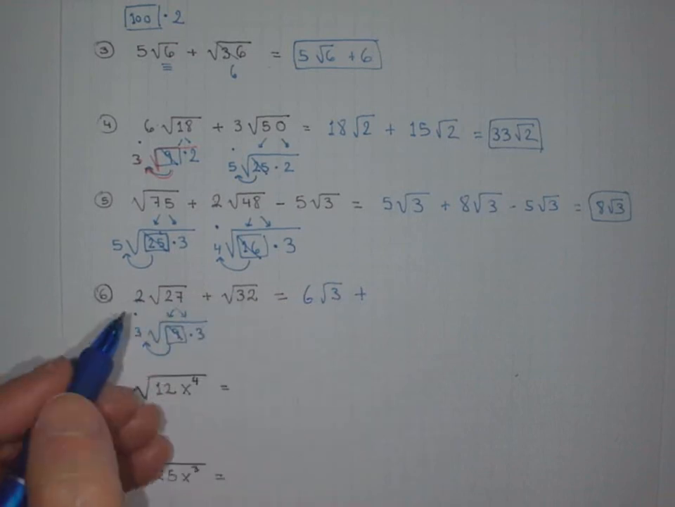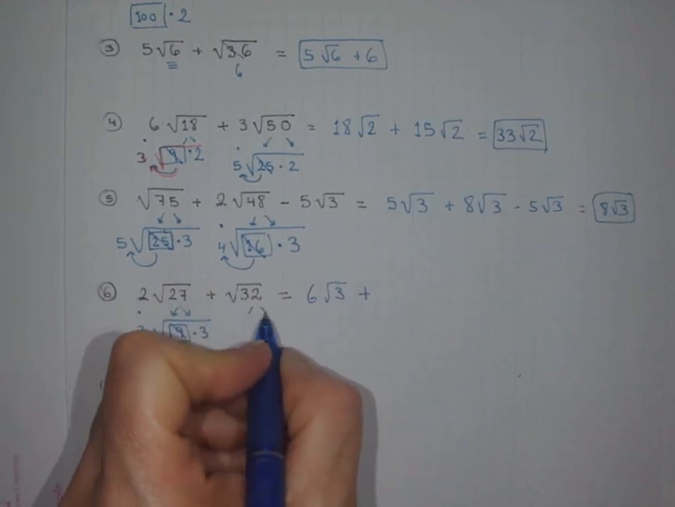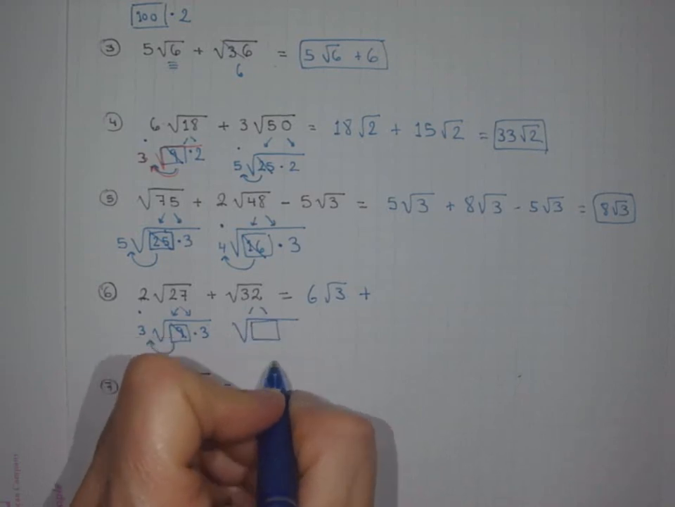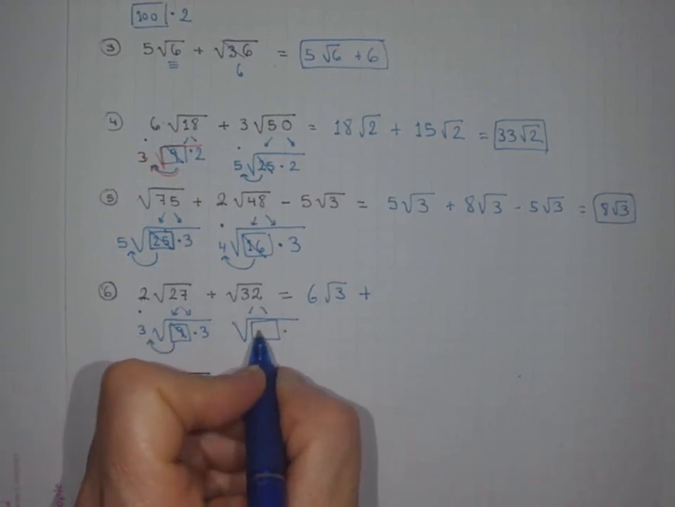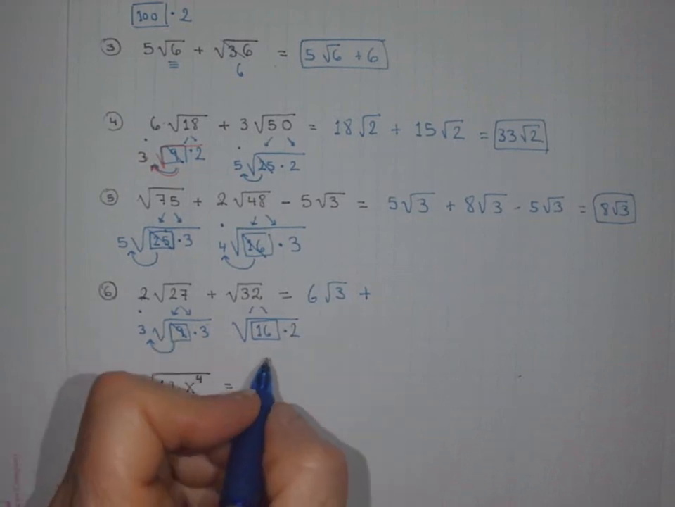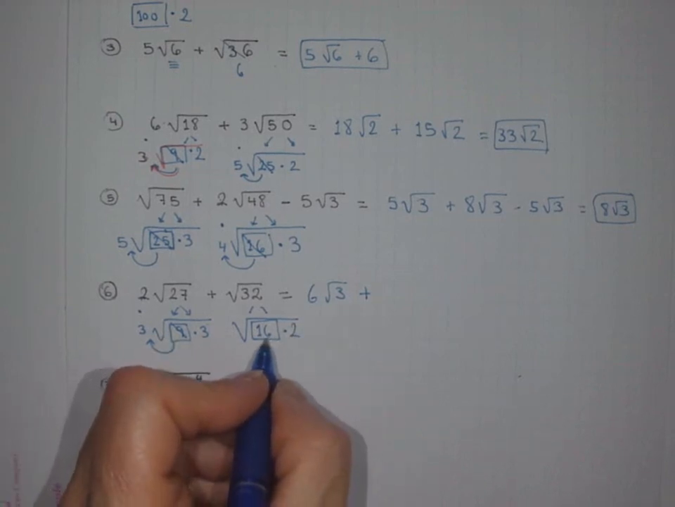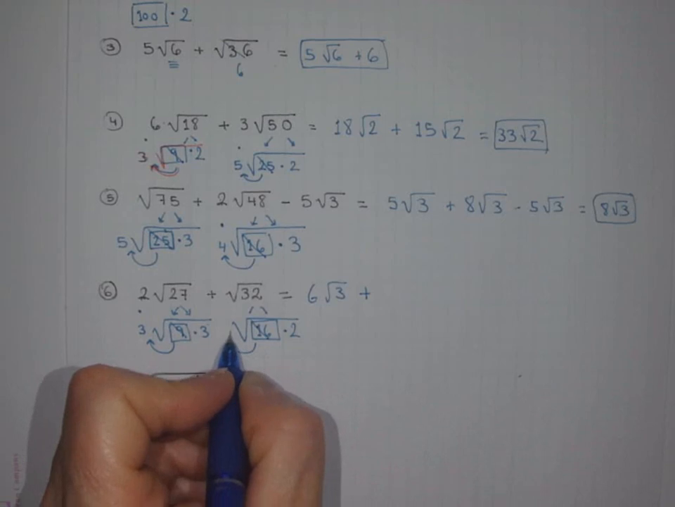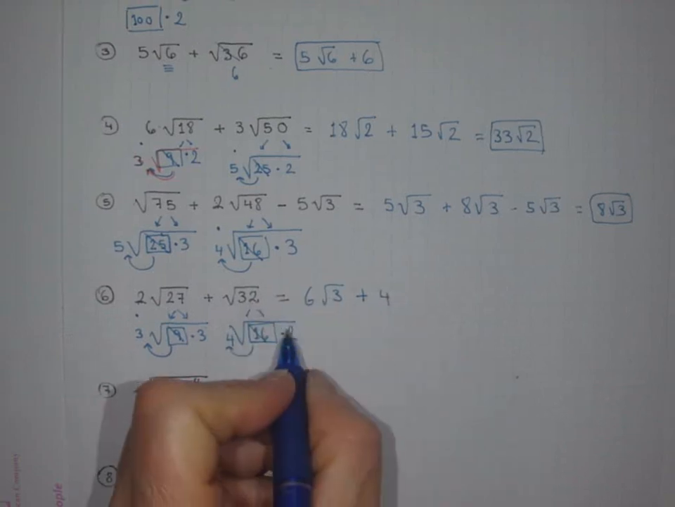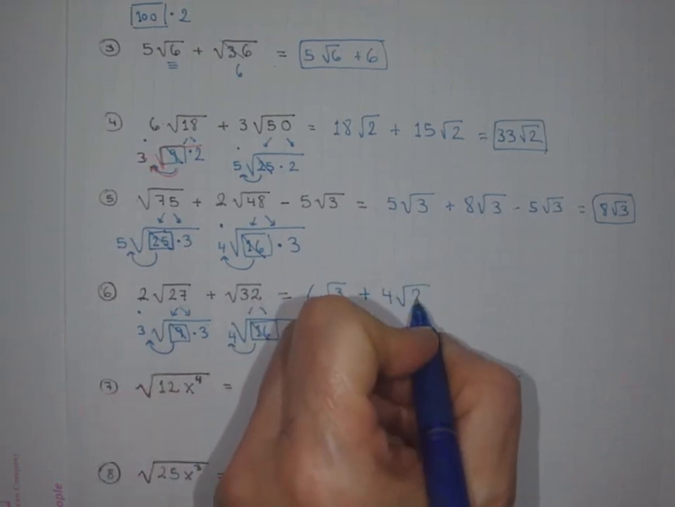Plus, okay, 32 would be what times what? One of them has to be a perfect square. 32 will be 16 times 2, and the square root of 16 is 4, so that comes out as a 4. There was no number in the front here, so just a 1, so 1 times 4 is 4, and then what's left inside is the square root of 2.